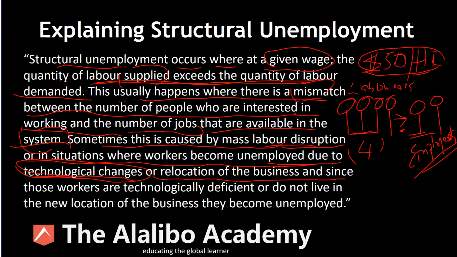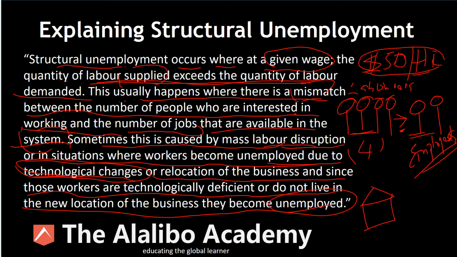And since those workers are technologically deficient and do not live in the new location of the business, they become unemployed. So when the business moves away to a new location, a new town, a new city, a new state, the workers that used to work for the business are not able to move with the business to the new location. So they become unemployed as well, right? And because the business has moved, the demand for labor has come down.